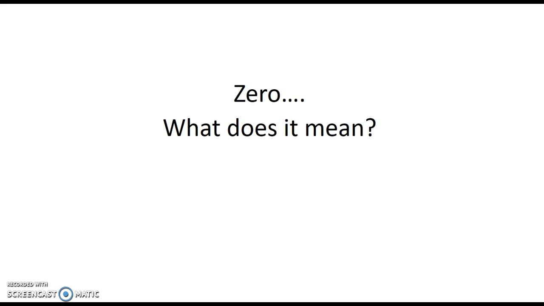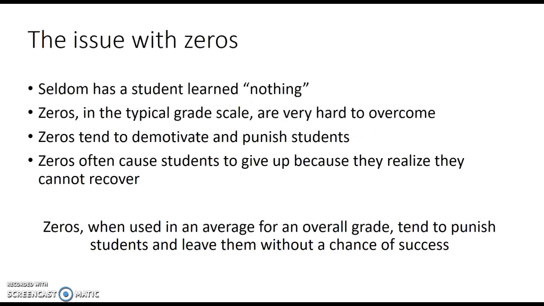So zeros have an inherent issue that they're inaccurate. You know, the other thing about zeros is they tend to be pretty demotivating. So the issue with zeros, again, seldom has a student learned nothing. Even by accident, they're going to learn something. So they're not going to give us a measure of our students' performance. Zeros in the typical grade scale are demotivating. They tend to be very hard to overcome.